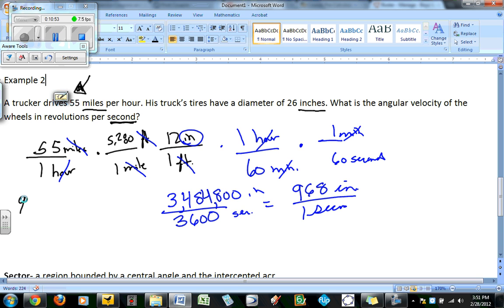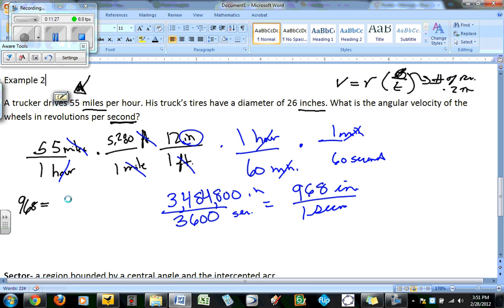So we have 968 equals, and we want to figure out its revolutions per second. So we know its radius. If you remember our equation, our linear velocity equals the radius times theta over t, where theta was the number of revolutions times 2 pi. Okay, that's what theta equaled.